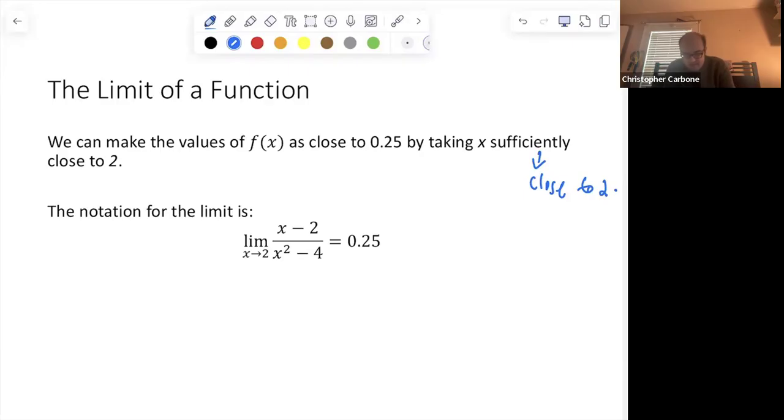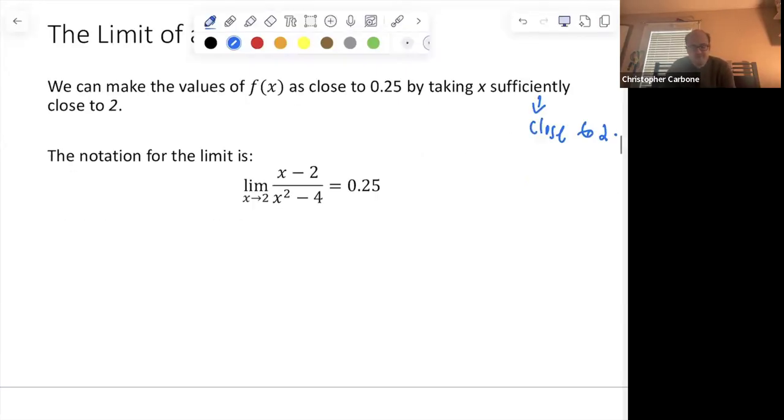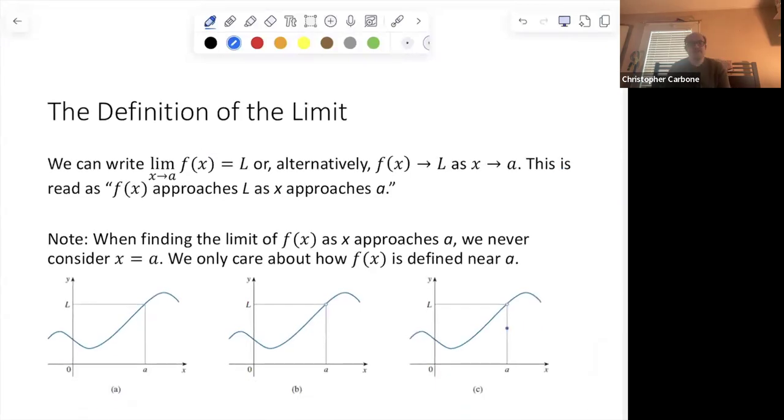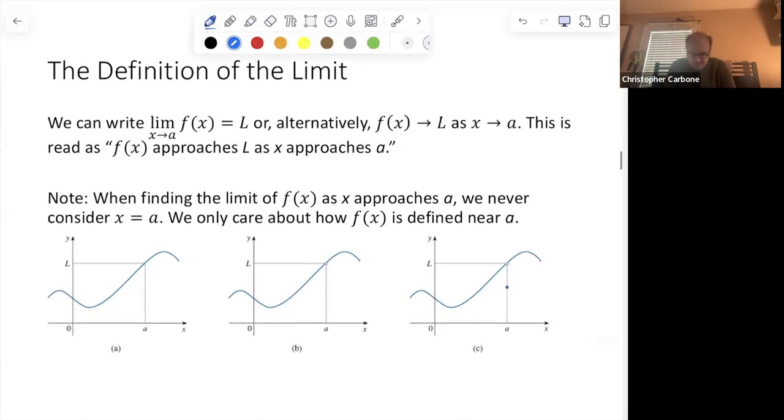And the notation of that: the limit as x approaches 2, as I was writing before, of our function (x minus 2) divided by (x squared minus 4) is equal to 1/4 or 0.25. So that gives us this idea of this limit, and we could define it, so we could actually use it in different situations. Definition of a limit: we can write the limit as x approaches a of f of x is equal to L, or alternatively, f of x approaches L as x approaches a.